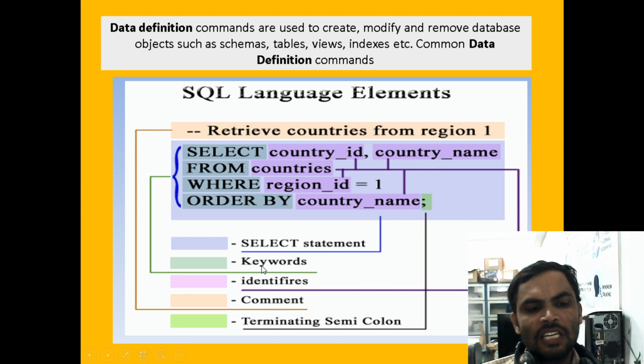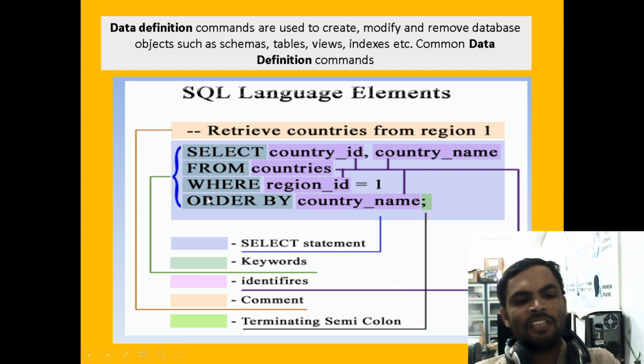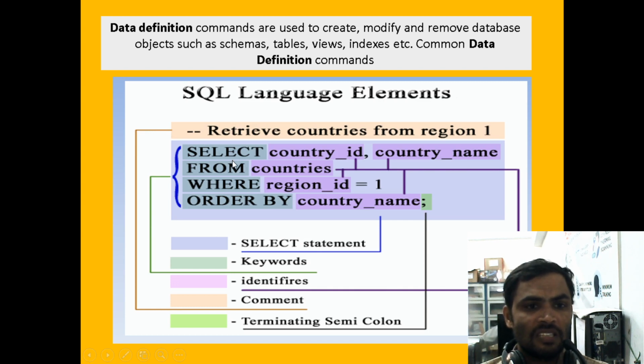Then these are the keywords. Select is a keyword, from is a keyword, where is a keyword, order by is a keyword. Keywords should be written in uppercase. This is a basic structure for your SQL query.